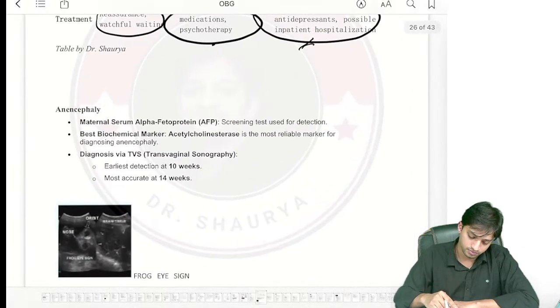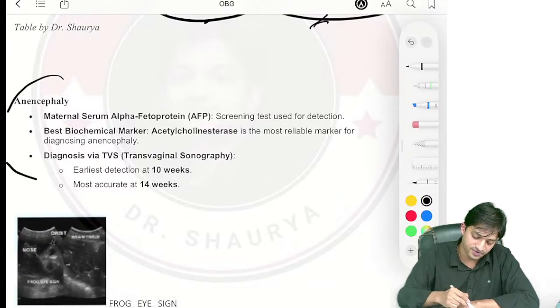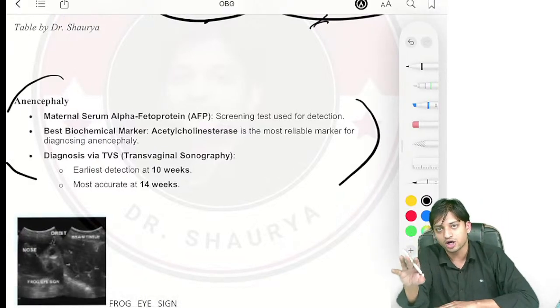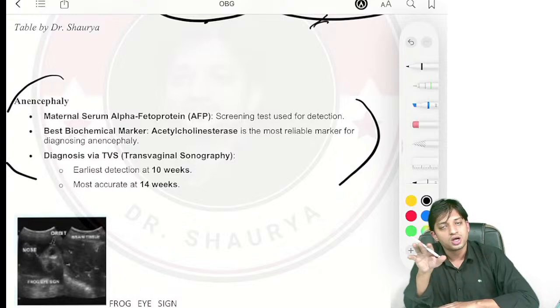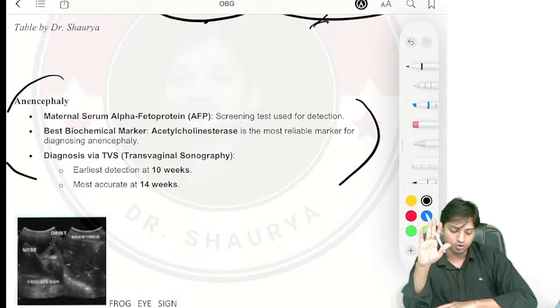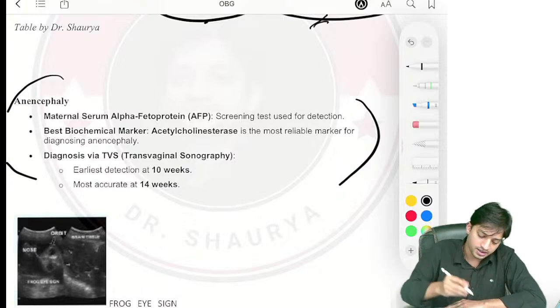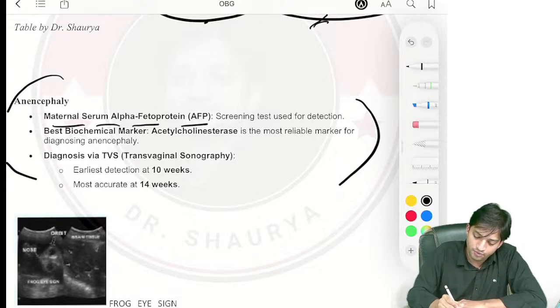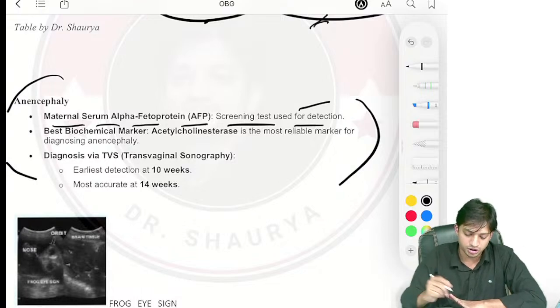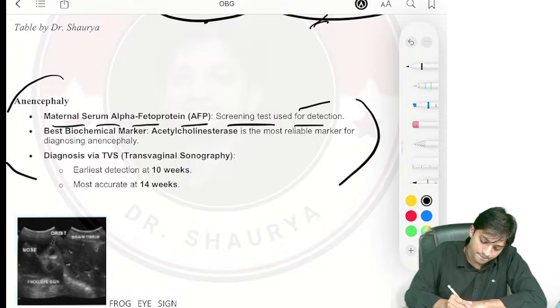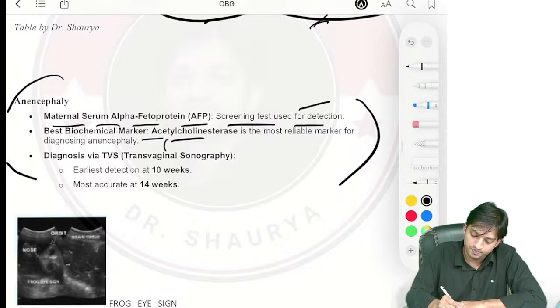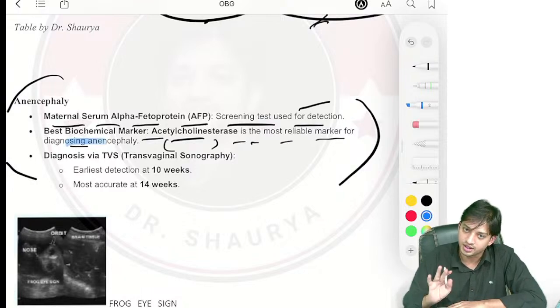Done and discussed. Coming here to the questions of anencephaly. Yesterday when we were discussing anatomy, we had discussed with the image all the cases. We need not put a lot of stress here, only the gynecological part we will be covering here, right? Here you can see the maternal serum alpha fetoprotein screening test used for detection of anencephaly, right? Best biochemical marker, you know, acetylcholinesterase, most reliable marker for diagnosing anencephaly, right?